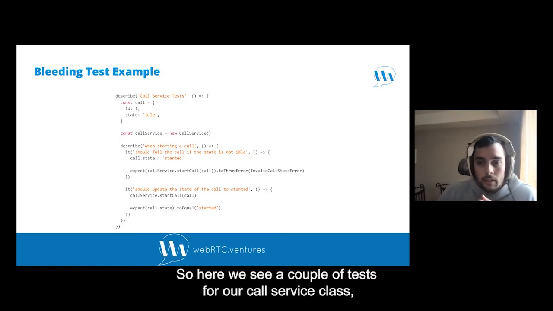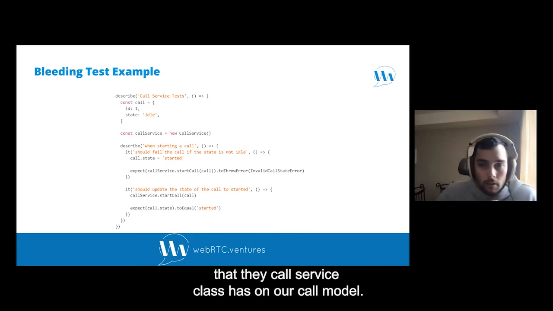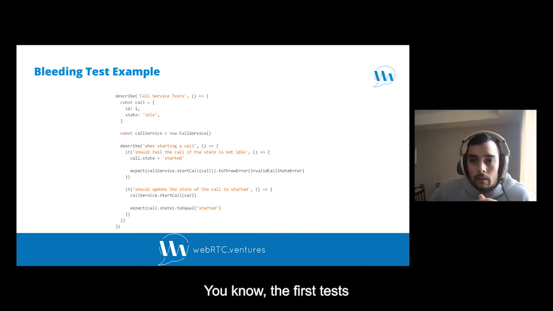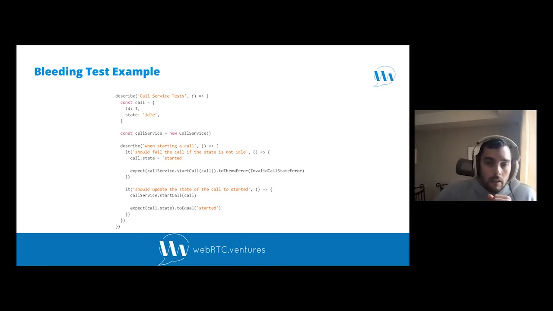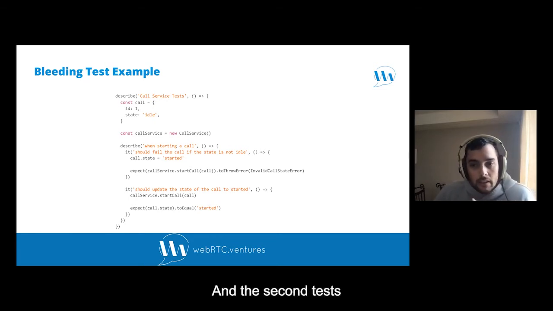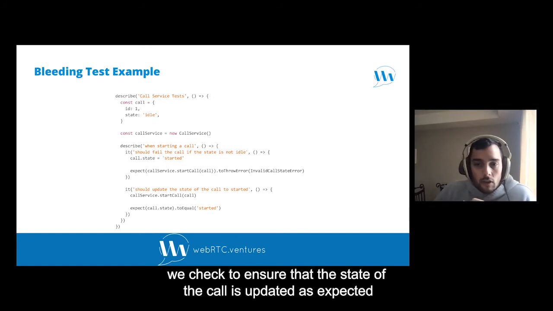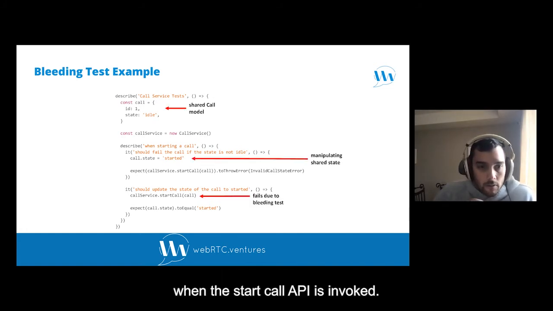So here we see a couple of tests for our call service class. Two simple tests just to check the behavior that the call service class has on our call model. In the first test, we check to ensure that if a call is in an invalid state, the start call API throws an exception. In the second test, we check to ensure that the state of the call is updated as expected when the start call API is invoked.